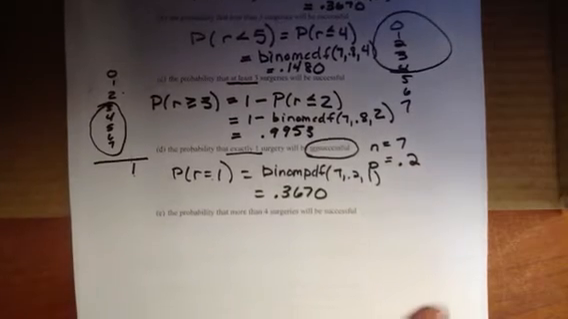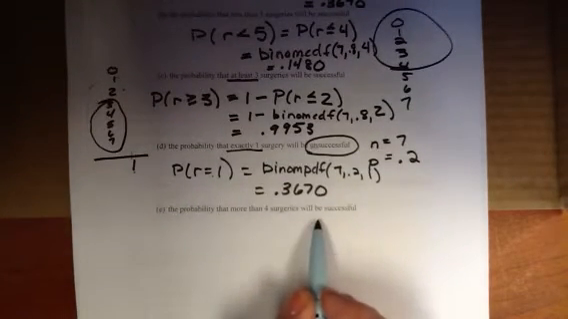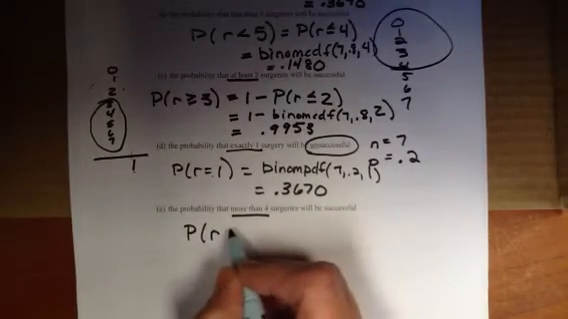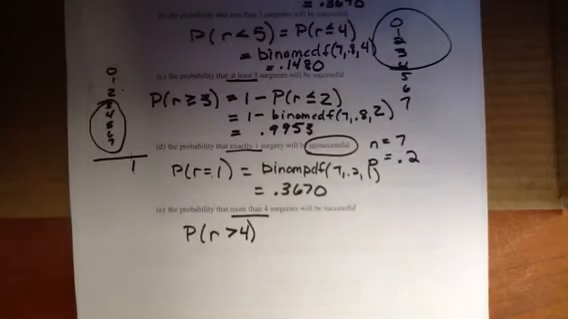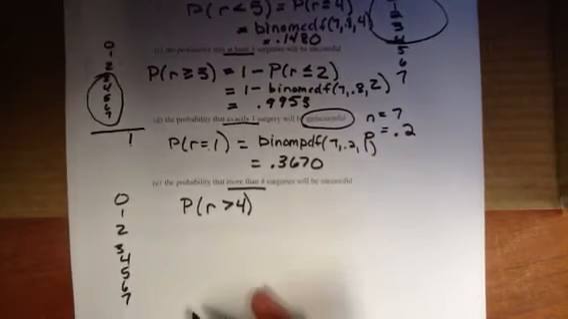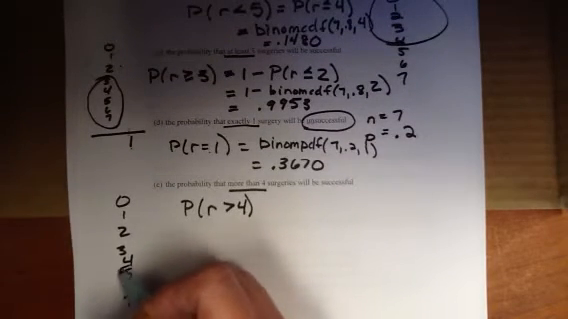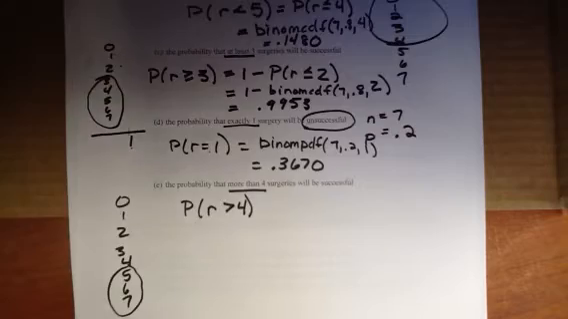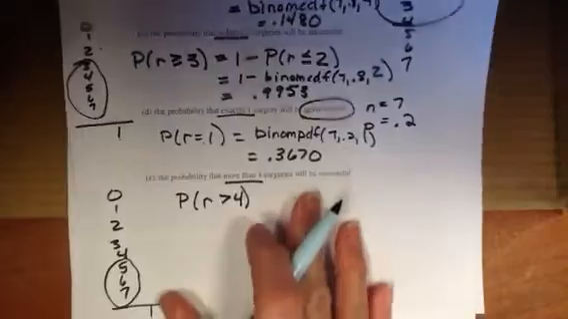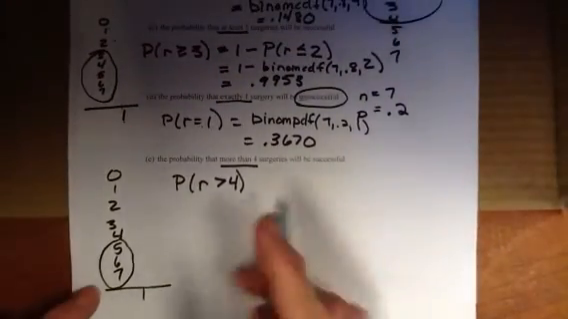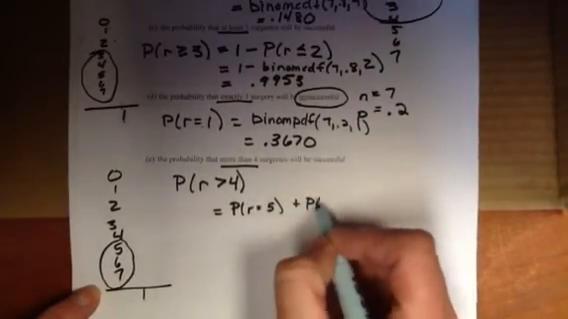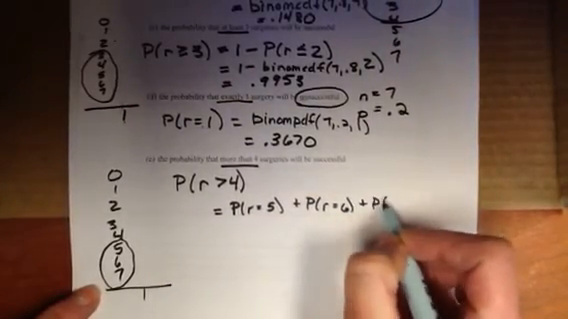And the last one on this example worksheet is the probability that more than 4 surgeries will be successful. So more than 4, this is the probability that R is greater than 4. Okay, so again, more than 4 doesn't include 4, right? It's just 5, 6, or 7. So again, we can add these individually, or we can use the complement rule. This is the same thing as the probability that R equals 5, plus probability R equals 6, plus probability that R equals 7.